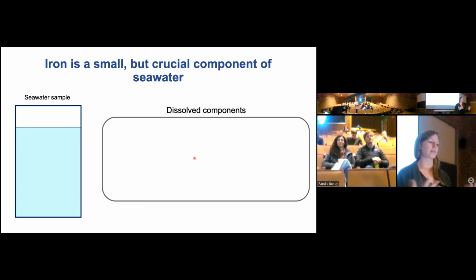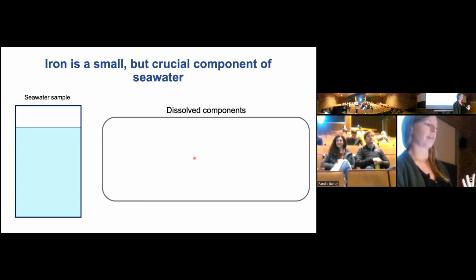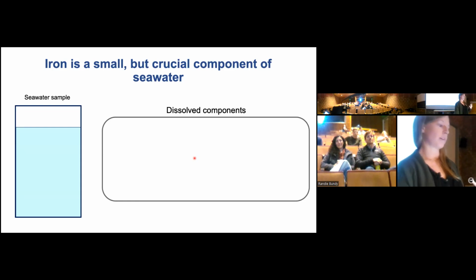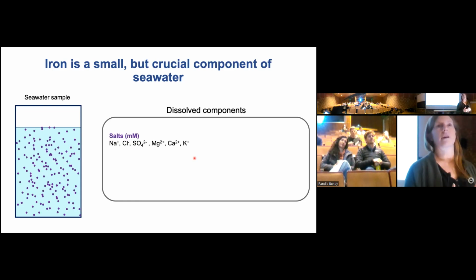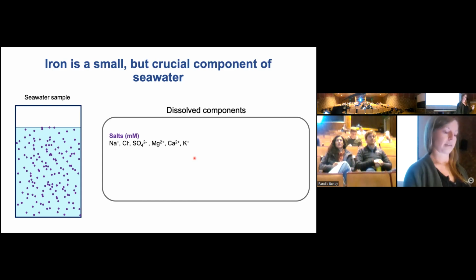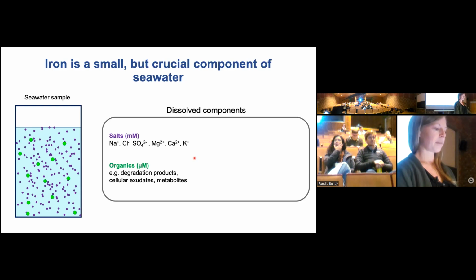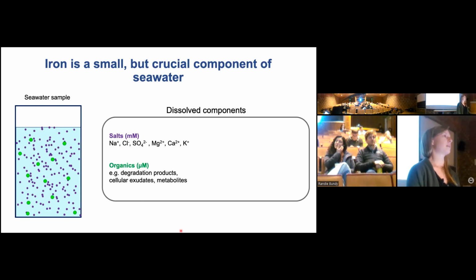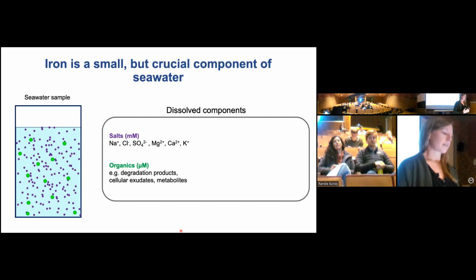And so to visualize just a little bit what's in seawater in general, if we think about a bottle or a seawater sample, in it we have lots of different dissolved components, including mostly salts, as many of us know, like sodium and chloride, for example. And these are in millimolar concentrations in seawater. And then we also have organics, which are several orders of magnitude lower in concentration, generally about micromolar concentrations. And these can include different degradation products, cellular exudates, metabolites, things that exist inside of cells that might get exuded into the dissolved components of seawater.